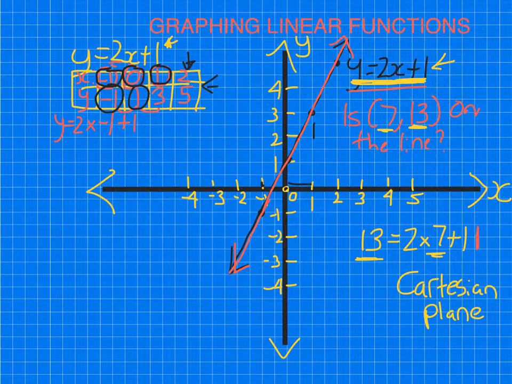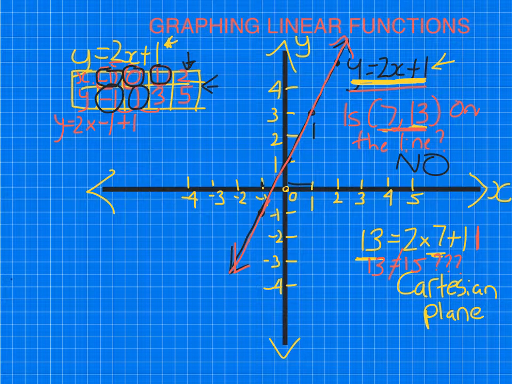Now this statement here is not true. 13 is not equal to 2 times 7 plus 1, because 2 times 7 plus 1 equals 15. 13 surely isn't equal to 15. So because when I substitute these values into the equation I get an untrue statement, the answer is no, this point would not lie on the line. Simple as that.